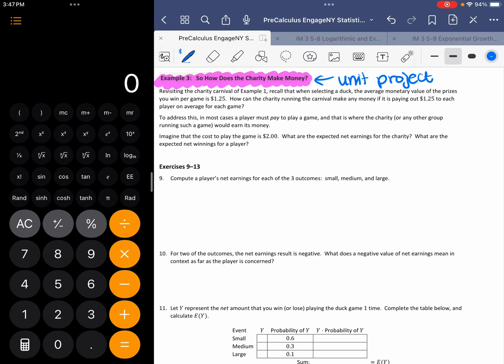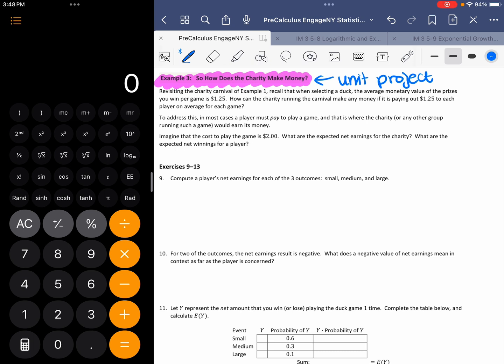So we're revisiting the charity carnival of example 1. We recall that when selecting a duck, the average monetary value of the prizes you win per game was $1.25, right? That was our expected value in example 1. But how can the charity running the carnival make any money if it's paying out $1.25 to each player on average for each game? To address this, in most cases, a player must pay to play a game, and that's where the charity or any other group running such a game would earn its money.